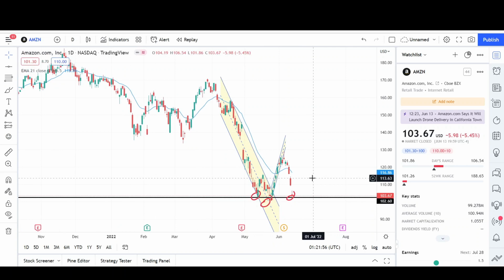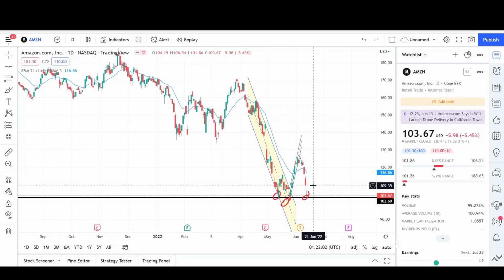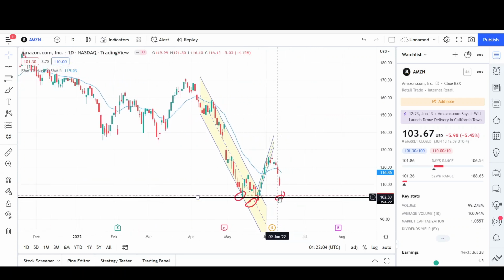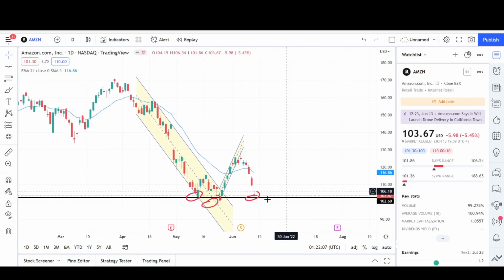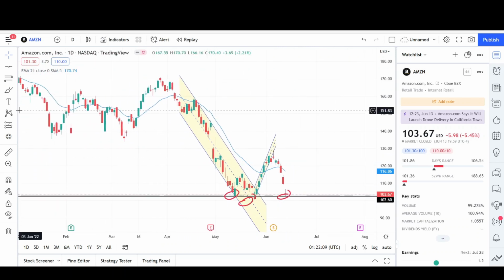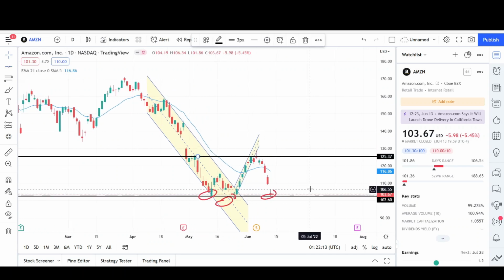If I'm thinking all stocks, or at least majority of stocks that I've analyzed so far, are going to continue lower, I don't think Amazon is going to be any different. So I think this is just going to be a temporary bounce. That's why we just see some buyers step in, but I think the sellers are going to be able to push through this level and then continue lower.